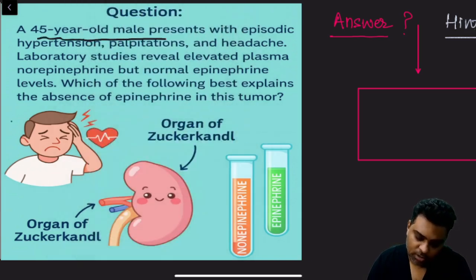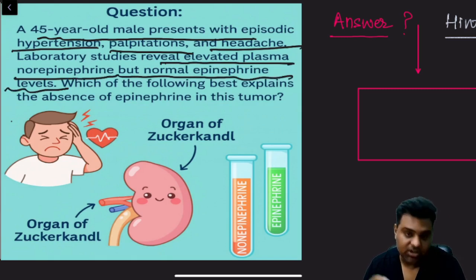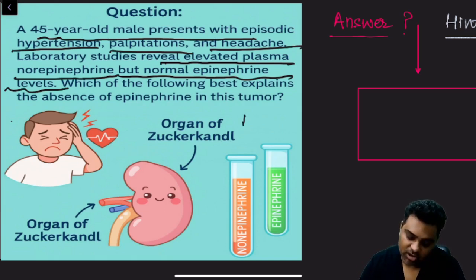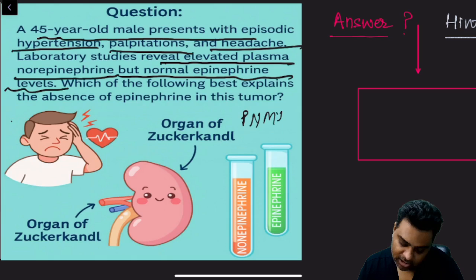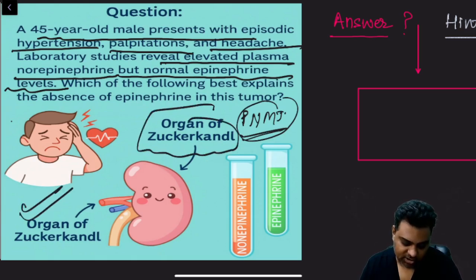A 45-year-old male patient with episodic hypertension, palpitation, and headache. Laboratory studies reveal elevated plasma norepinephrine but normal epinephrine. We have just discussed this. That means which enzyme is absent? The enzyme absent is phenylethanolamine N-methyltransferase. This enzyme is absent, and where is it absent? Generally in the organ of Zuckerkandl.